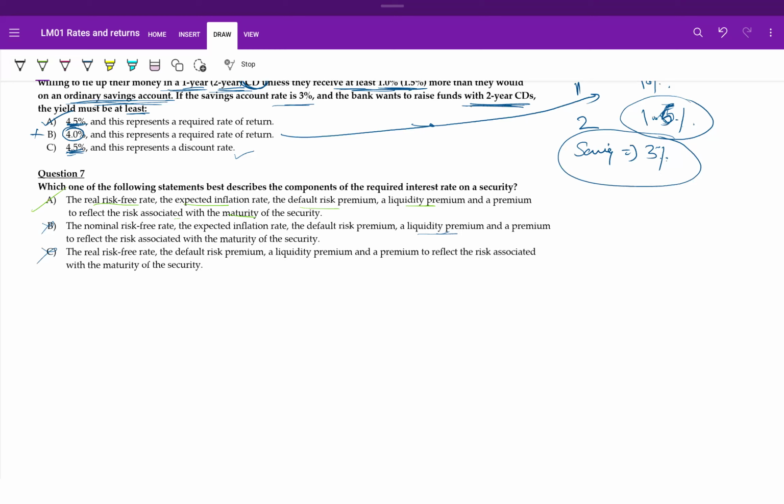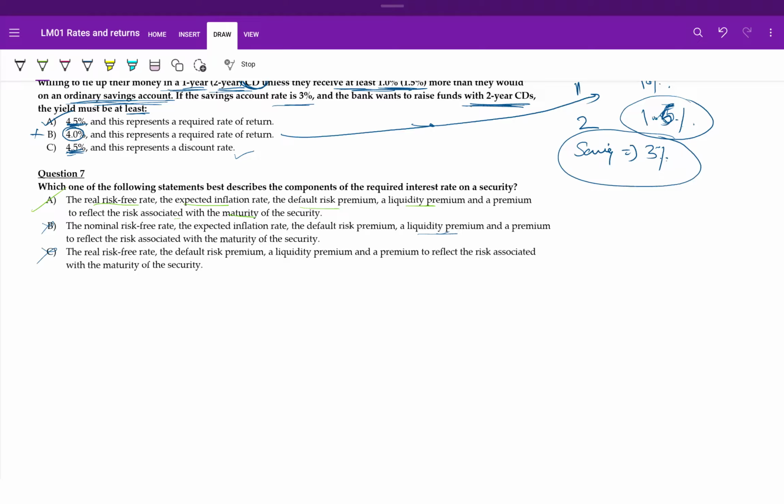The required interest rate on a security is made up of the nominal rate, which is in turn made up of the real risk-free rate plus the expected inflation rate, and it should also contain a default risk premium, a liquidity premium, as well as the premium related to the maturity of the security.